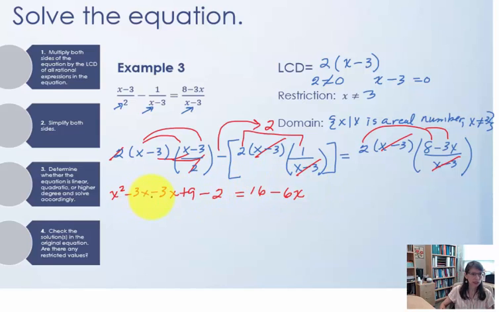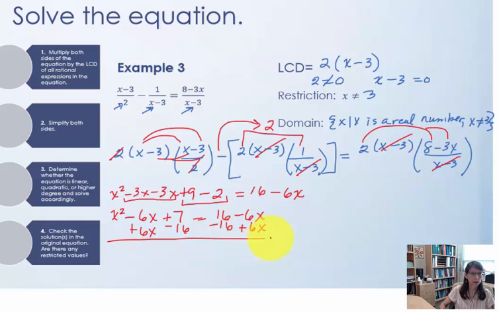Let's collect all of our like terms now. It looks like we do have a second degree term. So factoring will need to be used to solve this. I have 2 first degree terms, so it's minus 6x. Positive 9 and negative 2 would give me positive 7 equals 16 minus 6x. So since it is quadratic, I want to collect all terms on one side and set it equal to 0. So I'll take away 16 from both sides, and I'll add 6x to both sides.